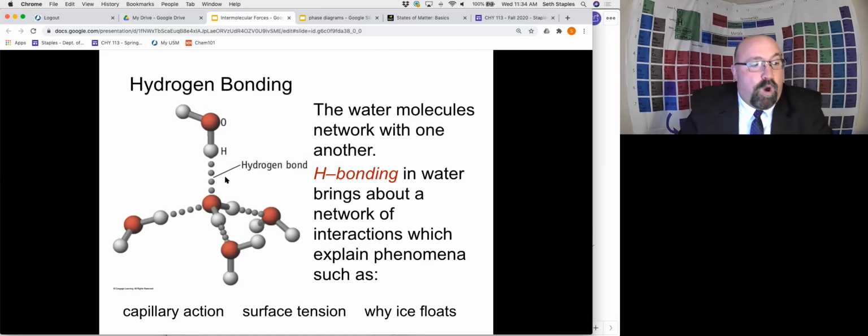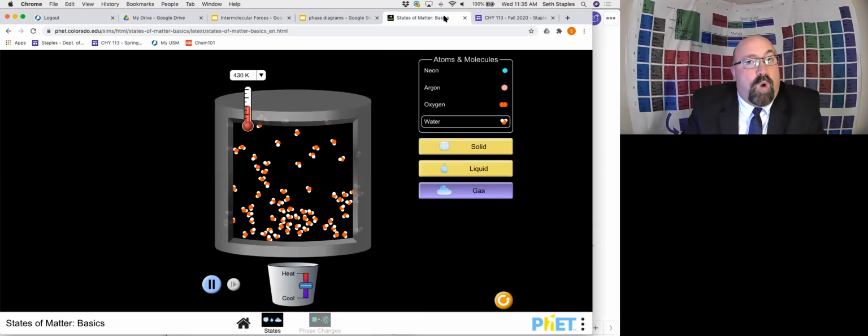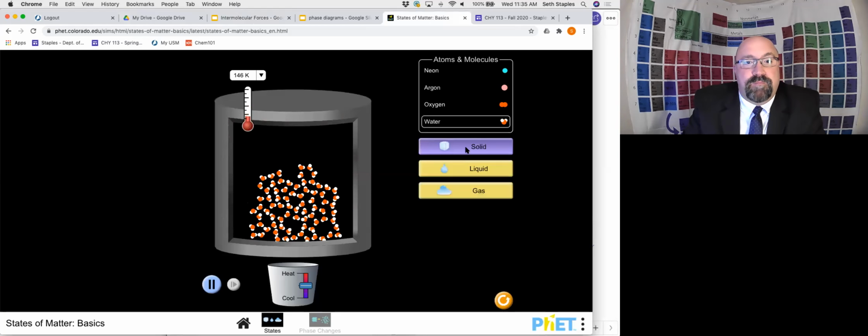The fact that water in its solid form floats on top of its liquid form is very rare. For most substances, it's the opposite. The solid form will actually sink. The solid form is more dense. But in the case of water, let's come back to this for just a minute.